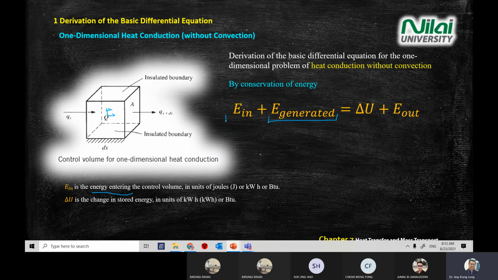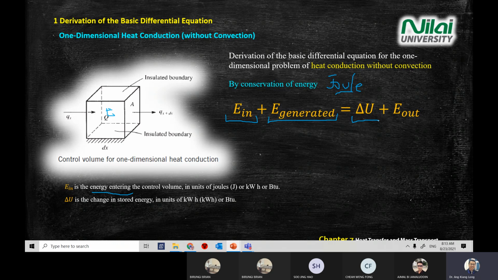Okay, so on the left hand side is your input. So energy in is the energy entering into our control volume. In this case, we have a cube. The unit of E is joule. So energy is in the unit of joule. This is a unit that you need to focus on when you come to chapter 7 for heat transfer. On the left hand side, also joule.